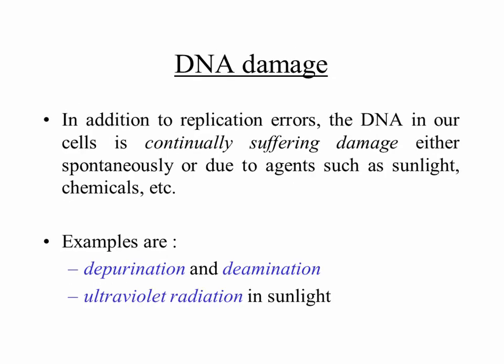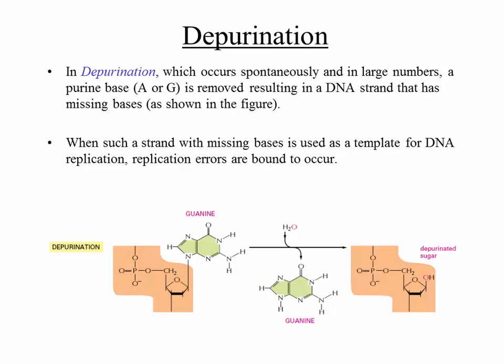Now, how does DNA get damaged, right? So one thing is there can be mistakes in replication. But in addition to replication errors, the DNA in our cells is continually suffering damage, either spontaneously or due to agents such as sunlight, chemicals, etc. And examples are what are called depurination and deamination and ultraviolet radiation in sunlight. And I will talk about that on the next few slides, right?